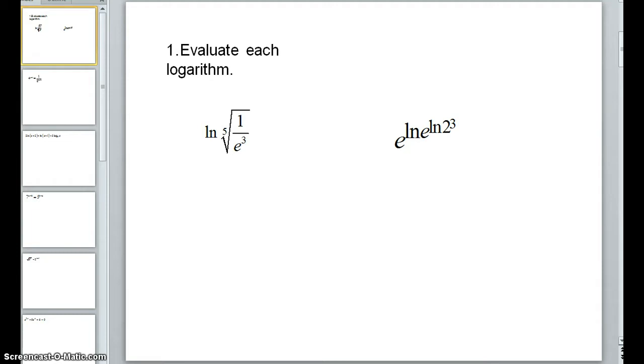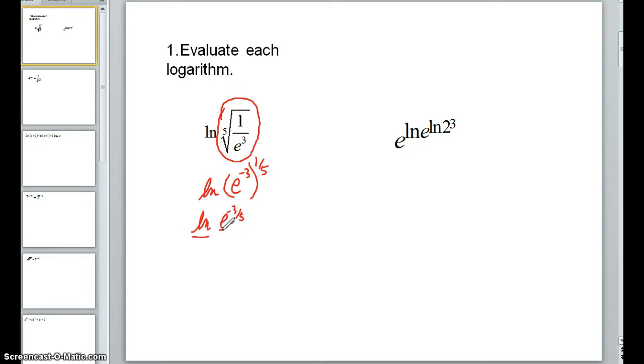Okay, so let's go and start right here. And sorry about that, always makes that mistake there. Let's go ahead and work on this. This is number 1. So what we want to do is get all of this inside the ln into one power of e. A root is a fraction power, and anything in the denominator is a negative power. So we really have e to the negative 3 raised to the 1/5. And whenever you have a power raised to a power, you multiply those powers. And so we're going to have e to the negative 3/5.